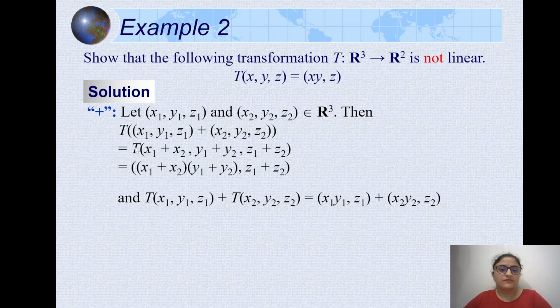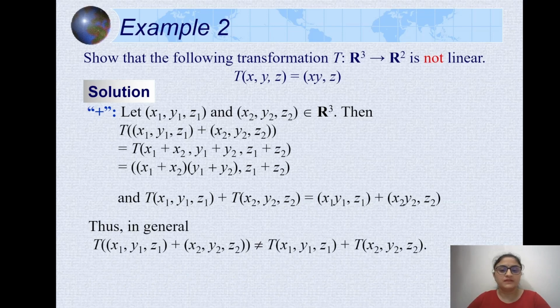Now if we see the action of T under this, we get T applied to (x1, y1, z1) plus (x2, y2, z2) as ((x1 plus x2) multiplied by (y1 plus y2), z1 plus z2). But it is not the same as T applied to (x1, y1, z1) plus T applied to (x2, y2, z2). So the first property is not satisfied, and there is no need to check the second property. So we can say that it is not a linear map.